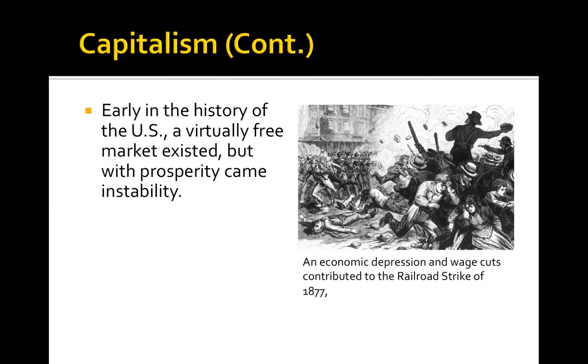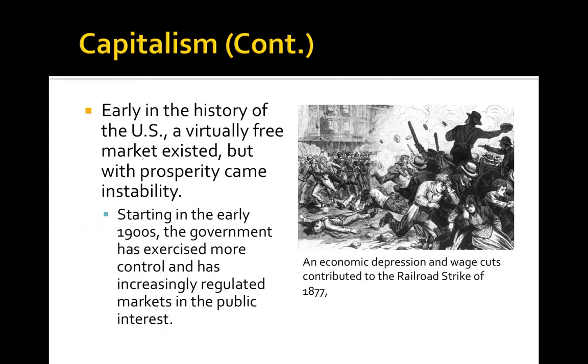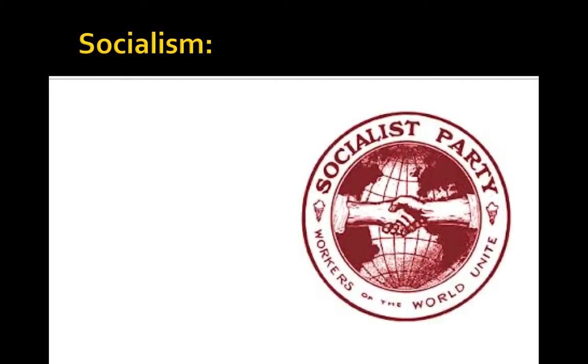Early in the history of the United States, a virtually free market existed, but with prosperity came instability. To the right, you see a picture of the railroad strike of 1877, which resulted from a depression and the company's decision to cut wages. Starting in the early 1900s, the government has exercised more control and has increasingly regulated markets in the public interest.